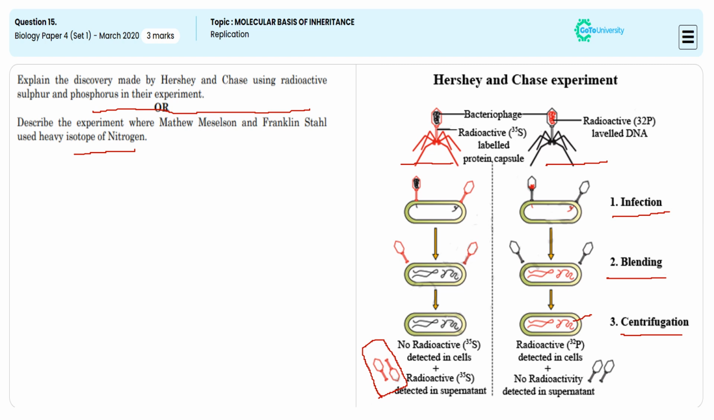In this way, if you are mentioning, we can get 3 marks. For infection mention, we will be getting 1 mark. For blending mention, we will be getting 1 mark. For centrifugation mention, we will be getting 1 mark with the appropriate narration, so that we can satisfy the total 3 mark demand of this subjective question.